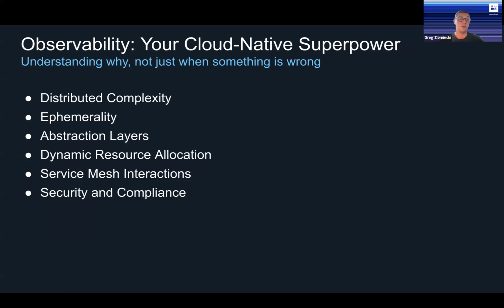Observability goes beyond traditional monitoring, right? While monitoring tells you when something is wrong, observability helps you understand why it's wrong. It's about gaining insights into the internal state of your system by examining different outputs, and the outputs are the triad that we'll be talking about in a while.